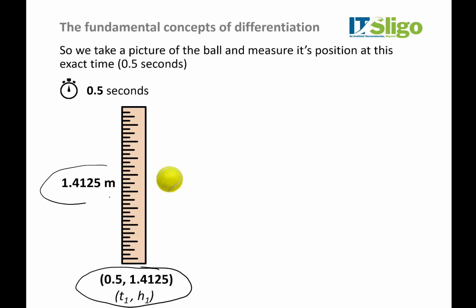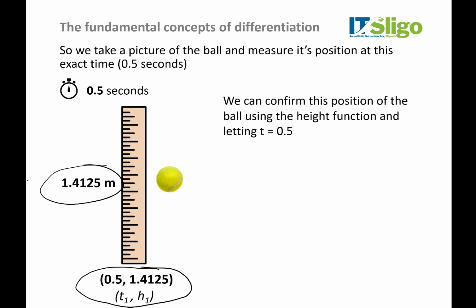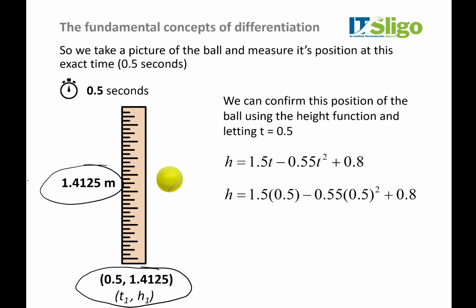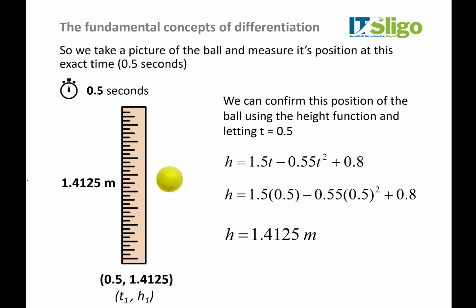Now this value, 1.4125, we could find by using the function. So if we use the height function and let t equal 0.5, we would get that answer. But we're using the camera at the moment to determine everything. Very accurate camera and very, very sensitive. So what we're trying to do now is find the slope of the tangent at this point of interest, but the problem is we only have 1 point. We need 2 points to find the slope. At the moment we've only got 1 point, and this is our problem.